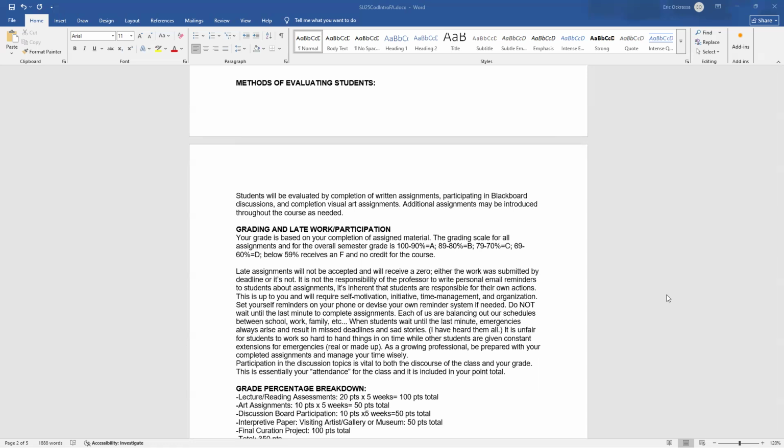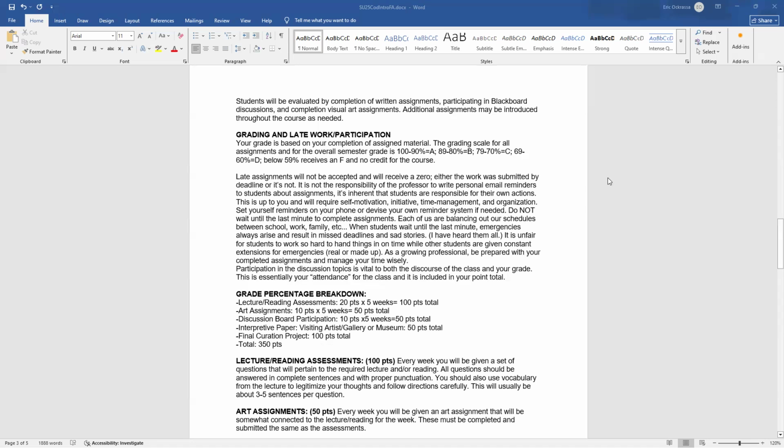This is a pretty heavy writing and reading course, which is just kind of how it is. We try to break it up with art assignments, but there is a lot of reading and writing, both of which are graded through grammar, punctuation, and content, obviously. Grading's fairly standard, of course, as far as a percentage range for the A, B, C, and D there. Obviously, if you get below 59%, that is an F.